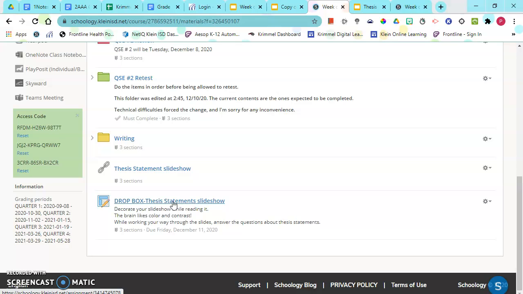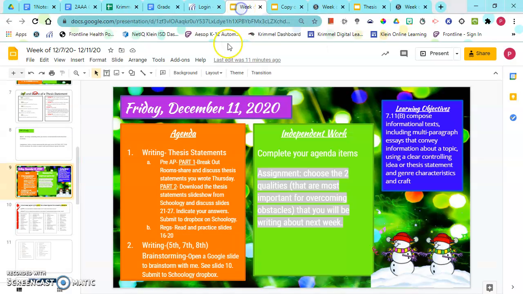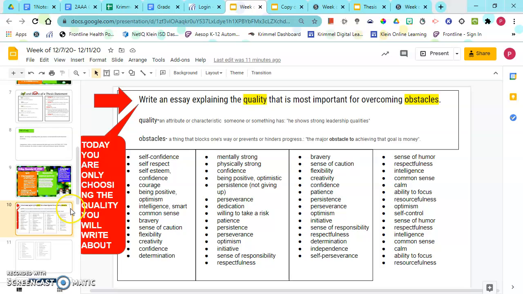After that, we moved into doing some brainstorming together. I have documented the brainstorming on slide 10. This is also where you will get an introduction to the writing prompt that we're actually going to be using in the coming week as we tackle our writing assessment for QSE2.